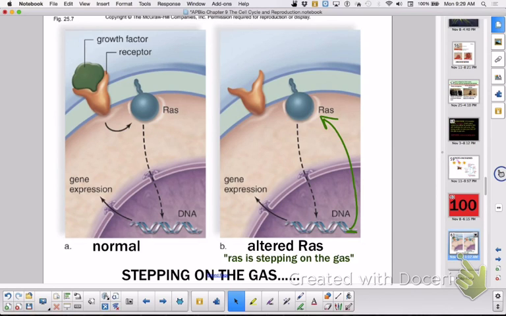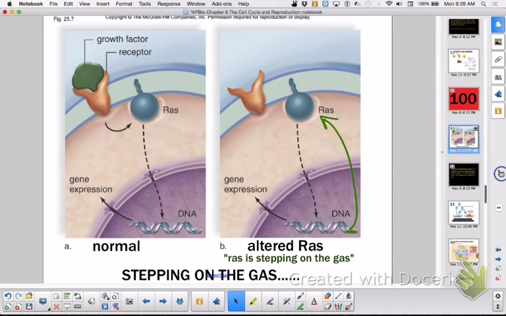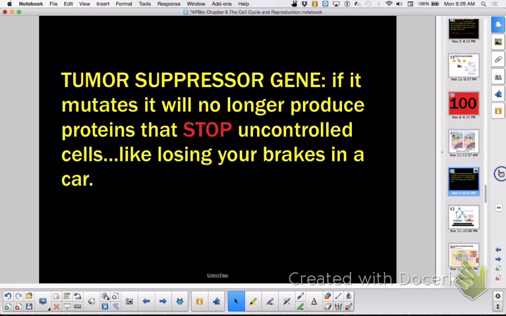Now, we also have, like the Assassin's Creed, the tumor suppressor gene. Slate, could you please talk about that one? Go ahead.